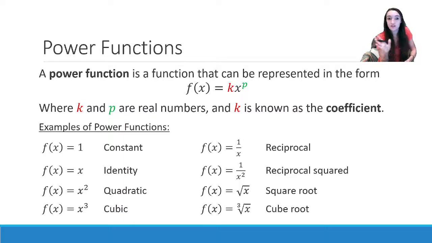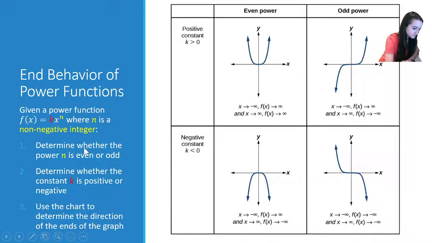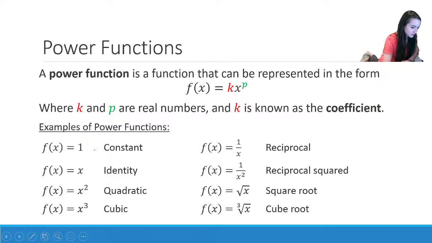Alright, so various examples of power functions. We have the constant function. Here, k is 1 in how I have it written, but it could be any number. And p is 0, because this is 1 times x to the power 0. Alright, the identity, x to the first, quadratic, x squared, x cubed, and so on.